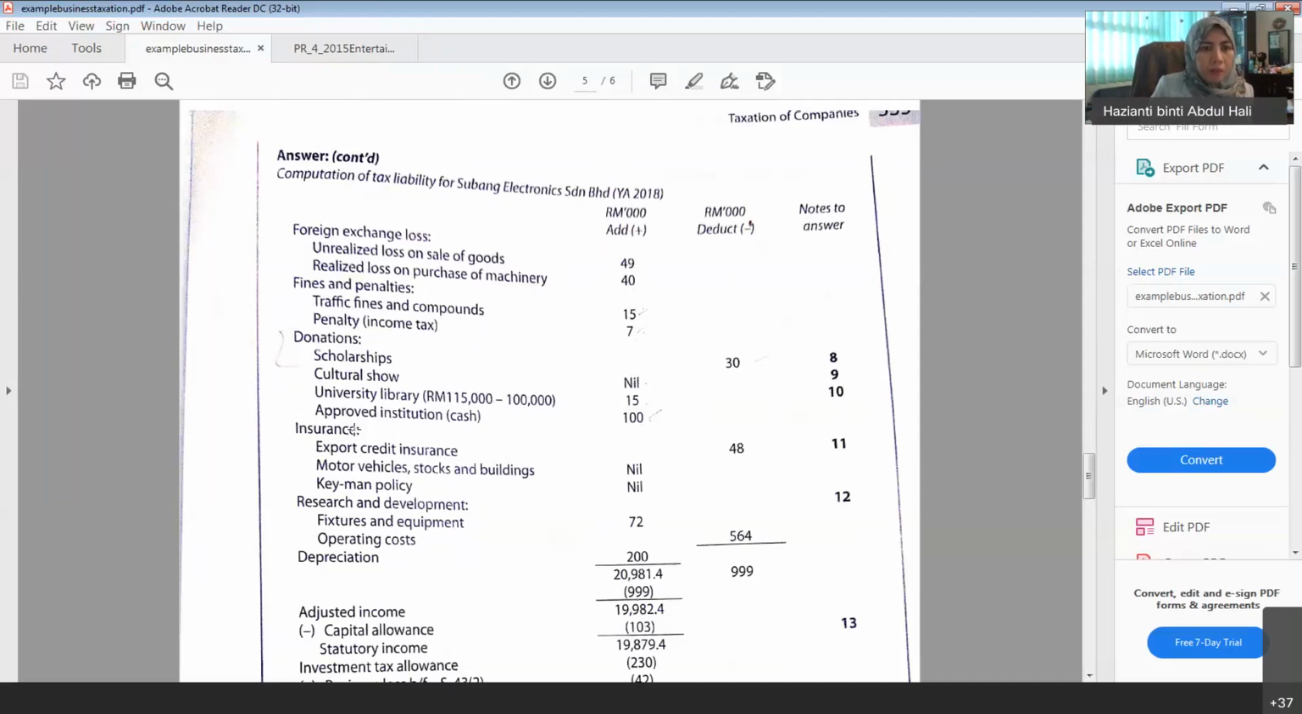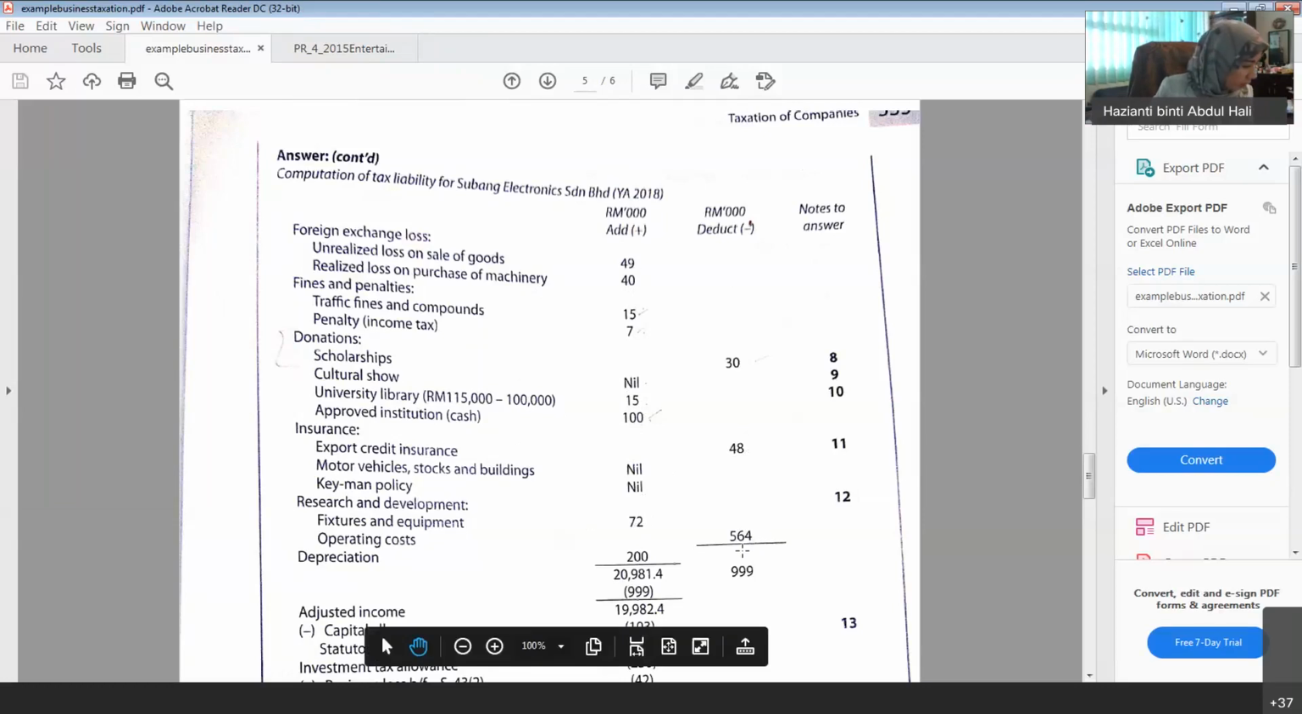University library ni, donation to university library boleh donate tapi up to 100,000 only. The difference tu kena tax lah. So dia donate 115,000. So tolak 100 tinggal, so the remaining amount 15,000 yang kena tax. And also cash. Donation cash pun kena tax juga. Export credit insurance, double deduction 48. Ini semua tak kena. Fixtures and equipment untuk research and development kena jugalah, but for operating cost tak kena.